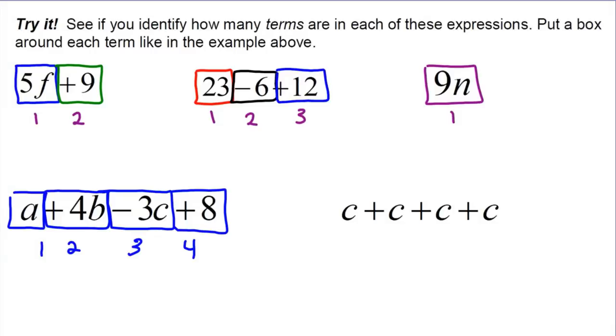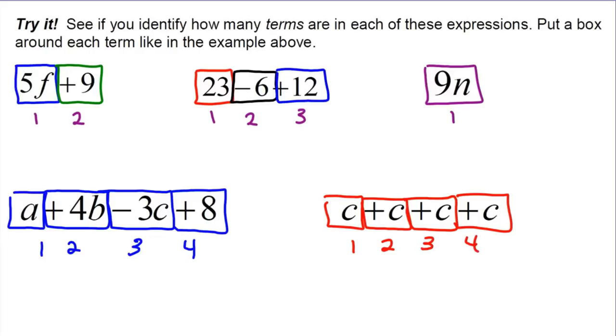And then c plus c plus c plus c. Again, there are 4 terms in this expression, and they are all the same thing. 1, 2, 3, 4 terms. Now that is the absolute introductory level of algebraic expressions that you have to be able to do. You have to be able to identify how many terms there are in an expression to be able to simplify them.